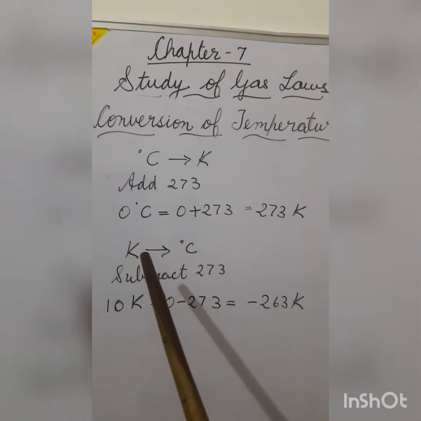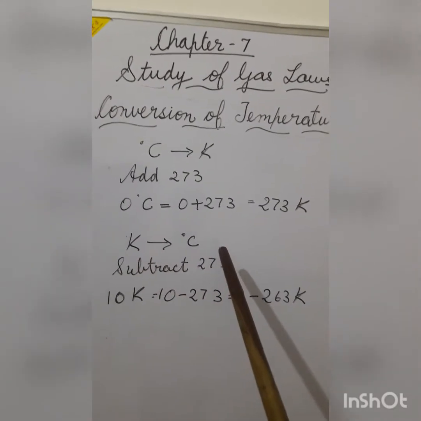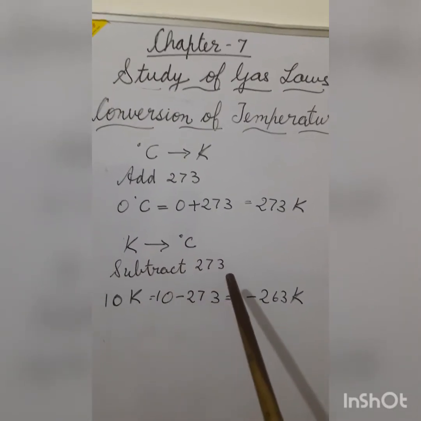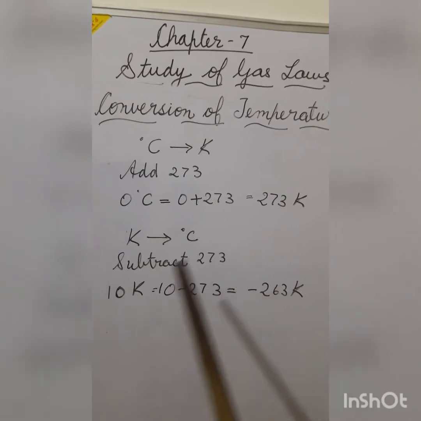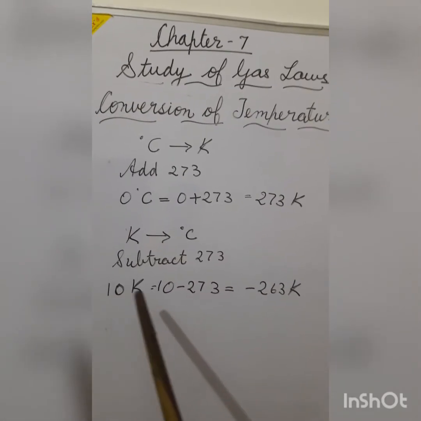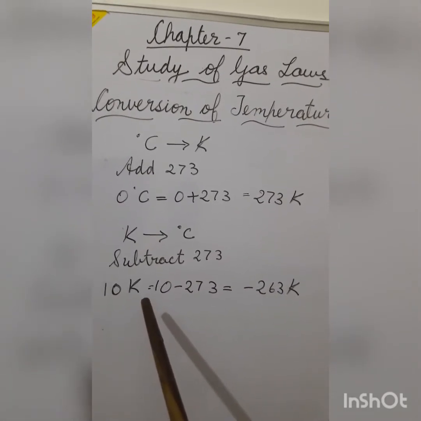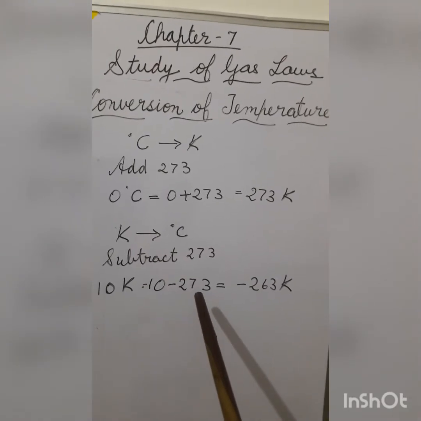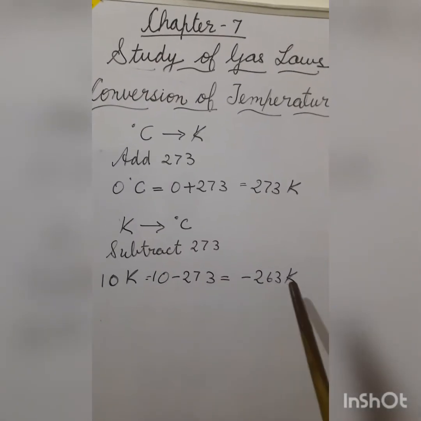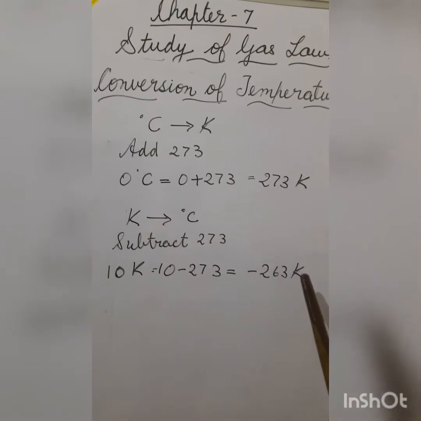If we have to convert from Kelvin to degree Celsius, we have to subtract 273 from the given value. Suppose 10 Kelvin, we have to convert to degree Celsius. We will subtract 273, and we will get the value minus 263 degrees Celsius.